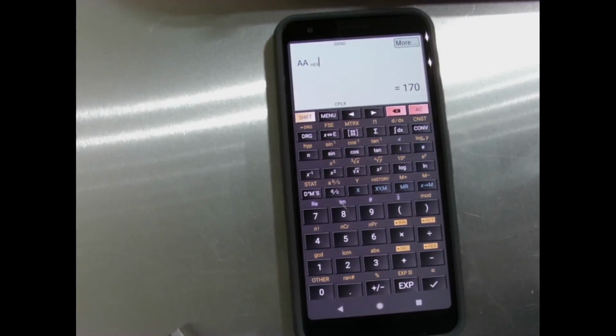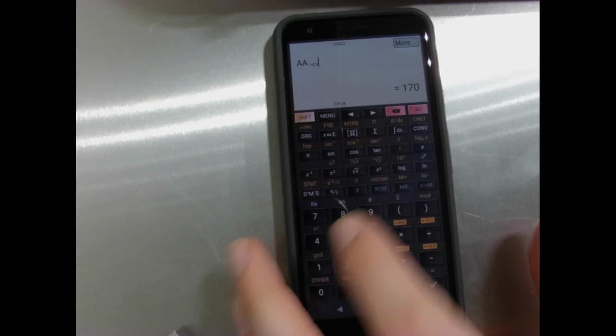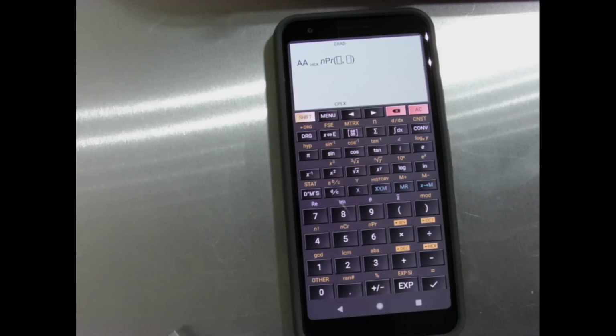Long ago, I got tired of the default calculator app that came on my phone. I tried a few before I found this one. This is called HyperCalc. This is an Android app. I have no clue if there's a Windows app version.